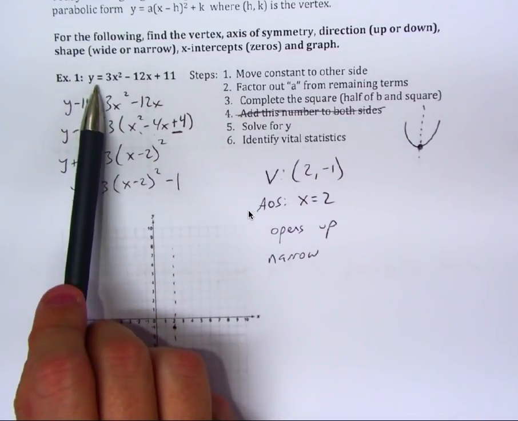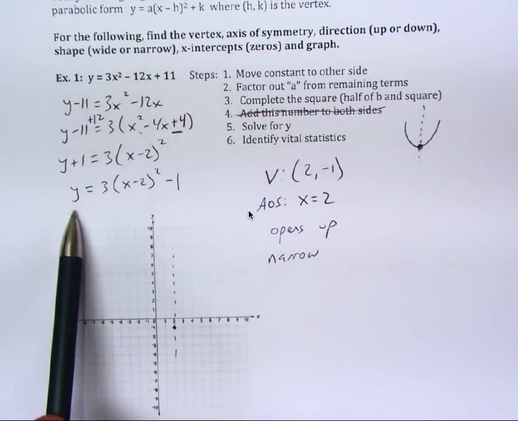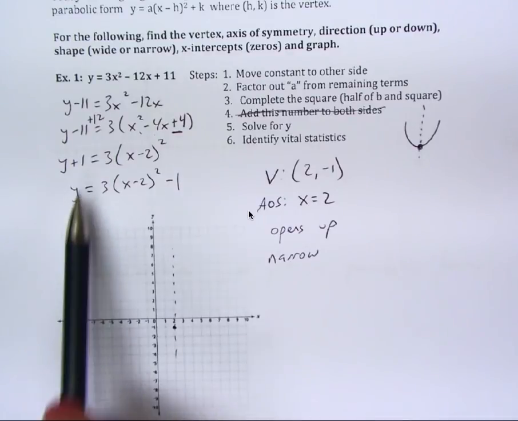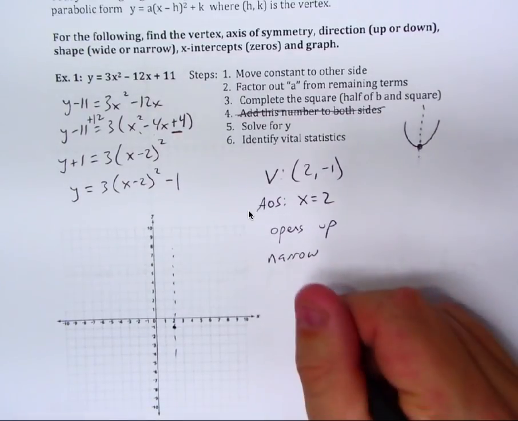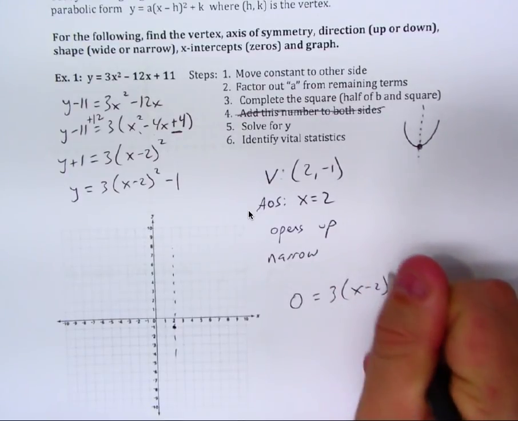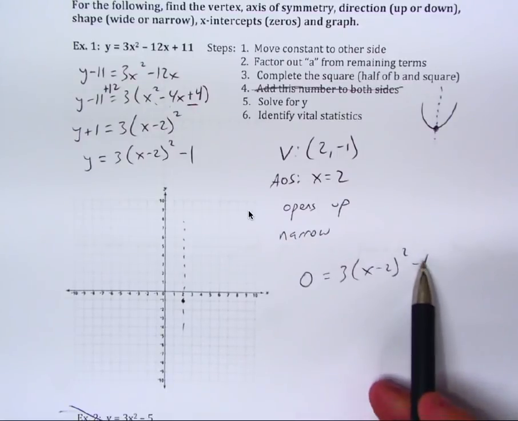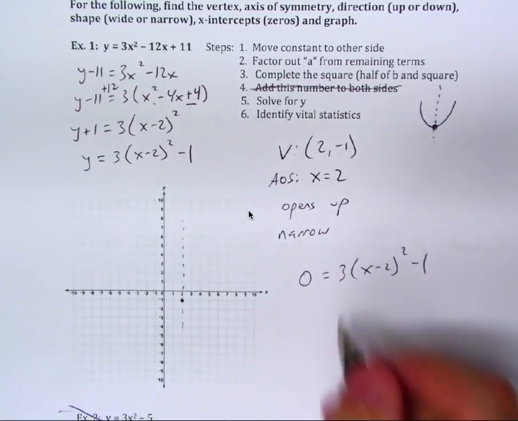If you plug it into the original right here, you'd probably just use the quadratic formula right off the bat. If you plug 0 in for y here, we can solve. And so that's completely up to you. But plug 0 in for y. I'm just going to use this one. And now I want to solve this. So I'm going to add 1 and divide by 3.